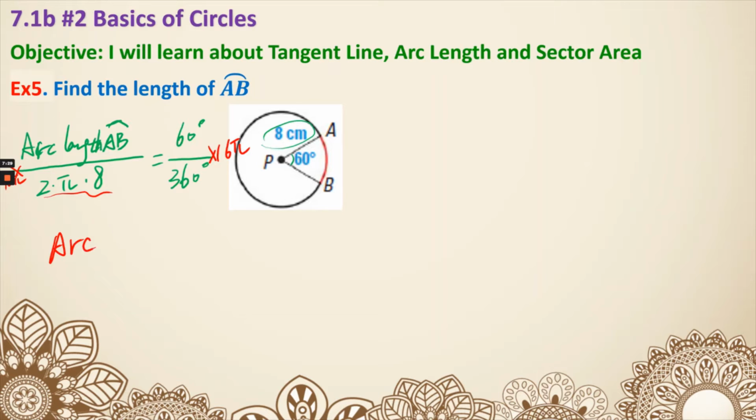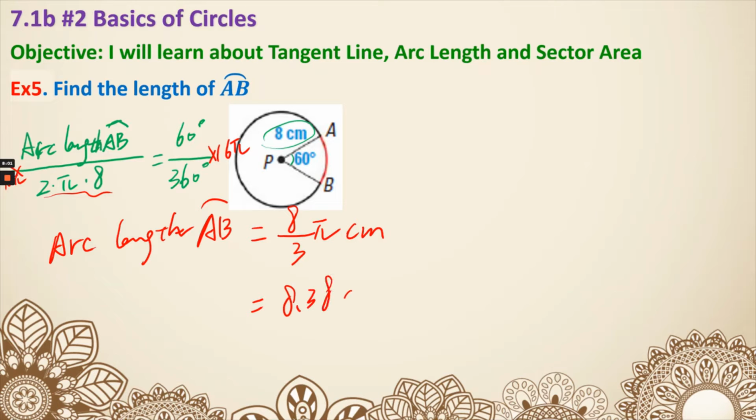So arc length AB is actually going to be this 1/6 times the actual 16 pi. If you want to keep a fraction, you can keep it as 8 over 3 pi, or it could be 8.38 centimeters. That's example 5.